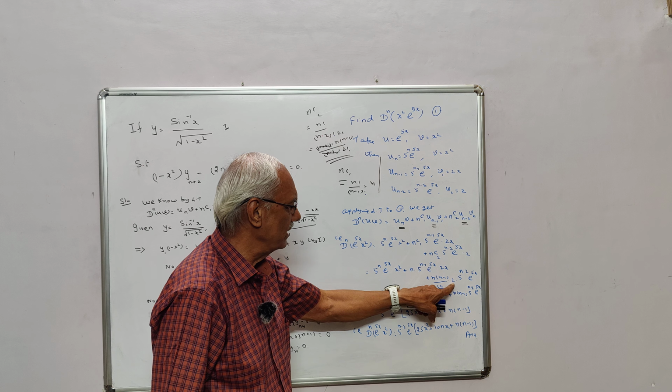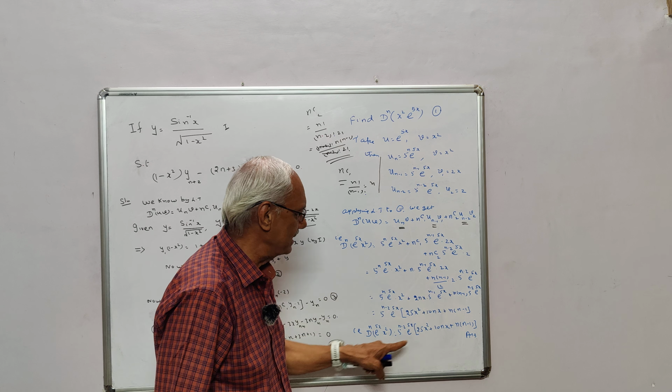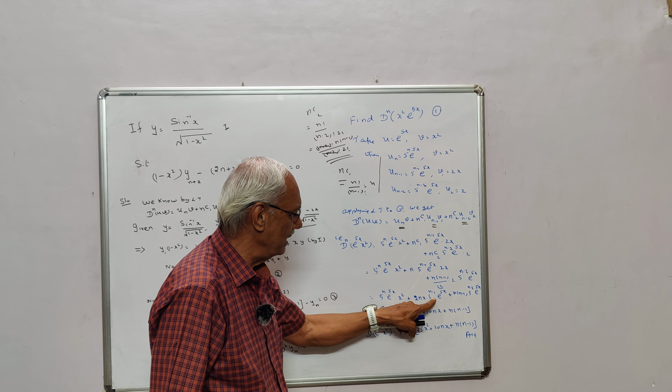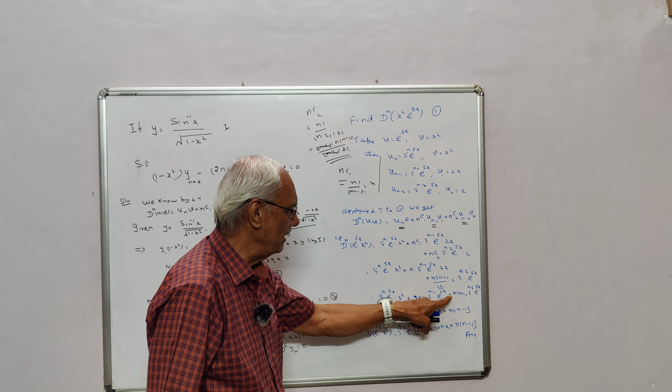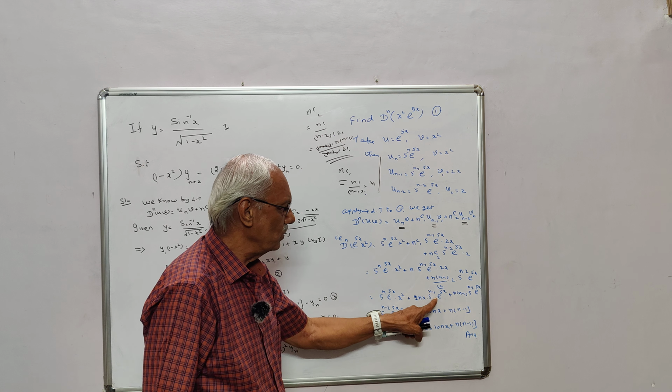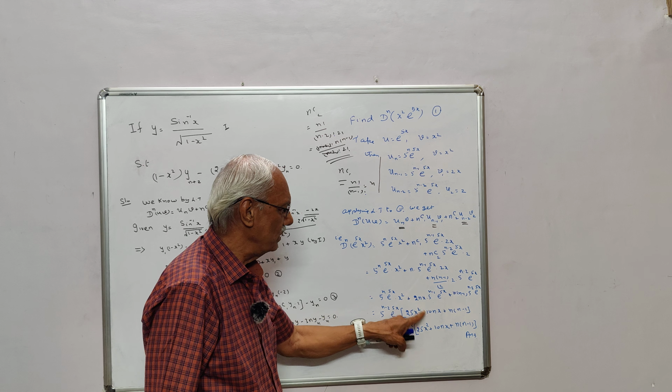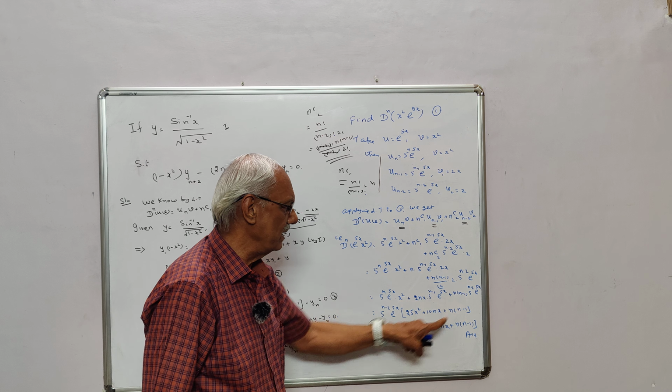These two and these two will get cancelled. Now taking this common 5 to the power of n minus 2 e to the power of 5x, you will be left with 25x squared plus 10. Here 1/5 will be there because you are taking 5 to the power of n minus 2, so you will be left with 1/5 here. So it is 10nx plus n into n minus 1.